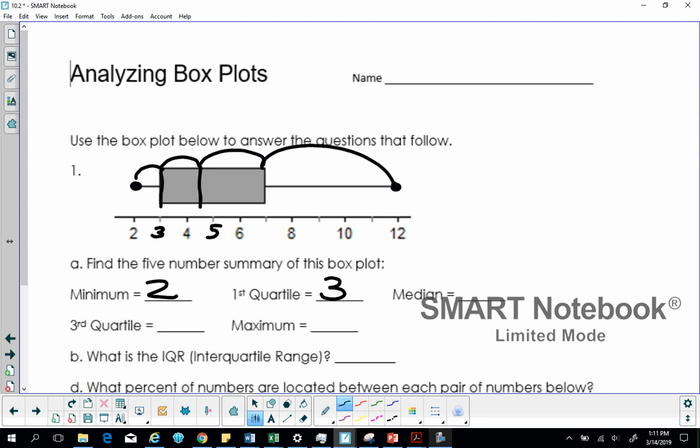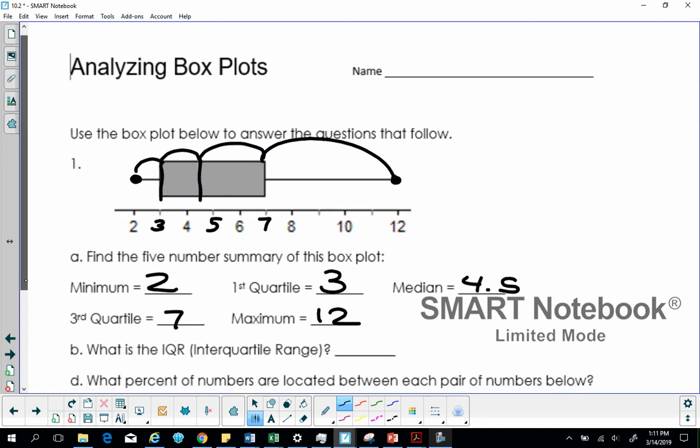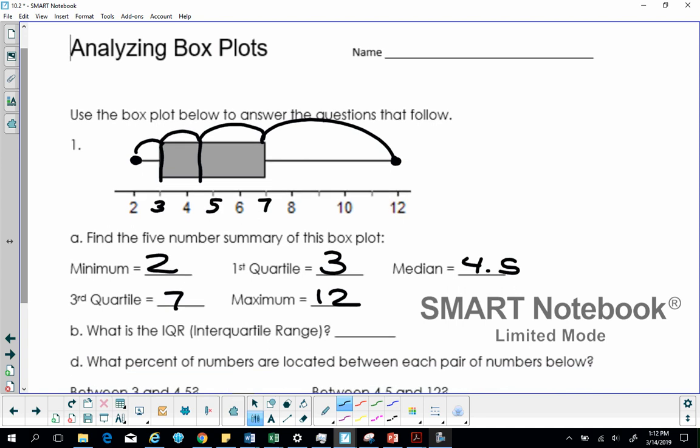So 4.5, that's between 4 and 5. What's your third quartile? 7. And then what's your max? Yeah, so if you got yesterday's lesson, that's what I'm saying. What's the interquartile range?